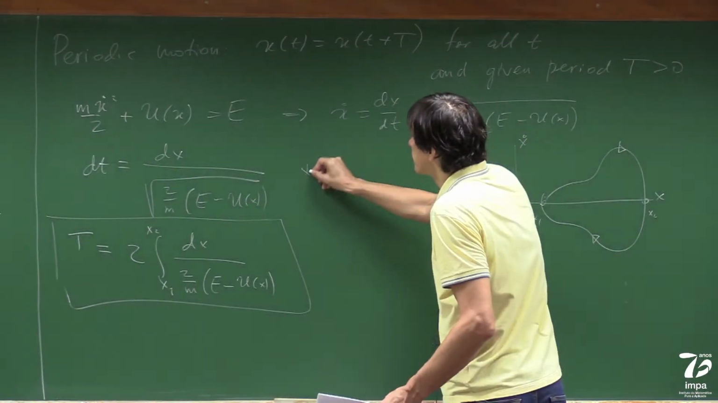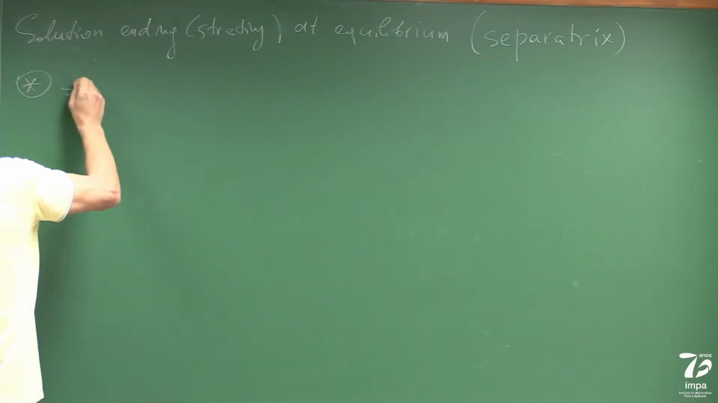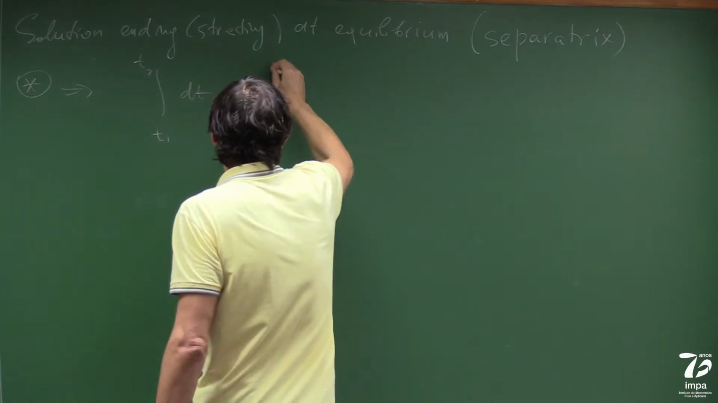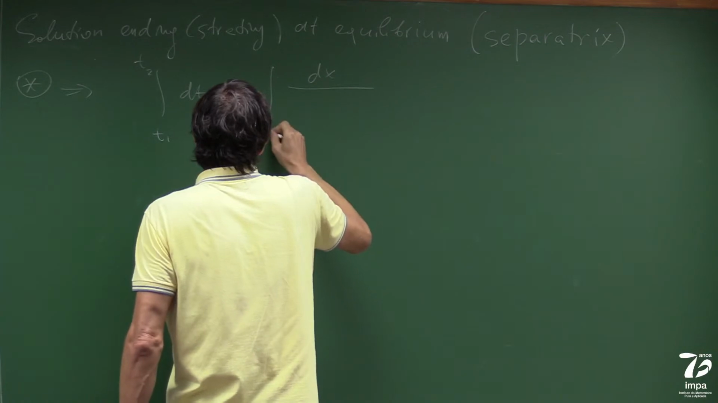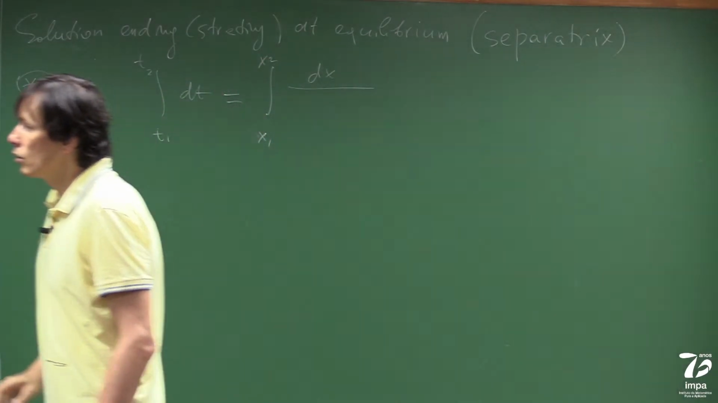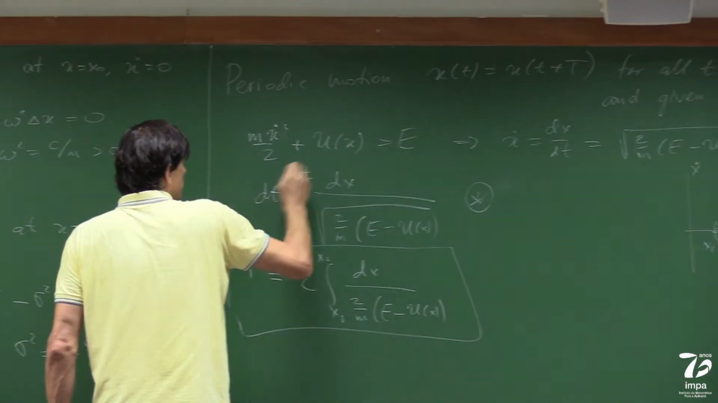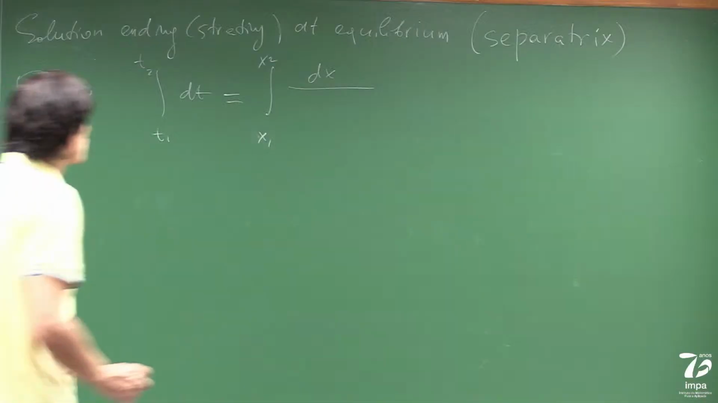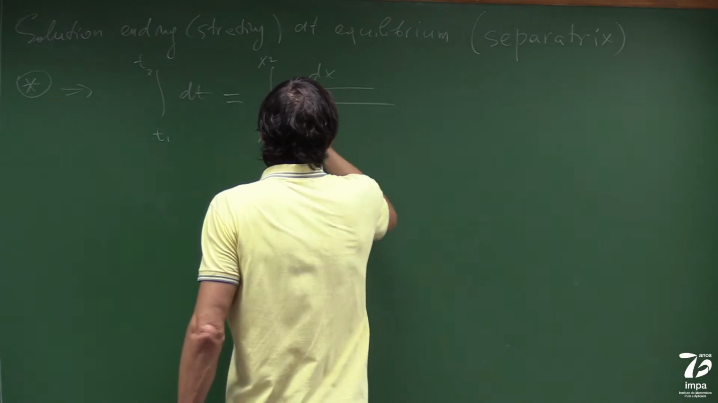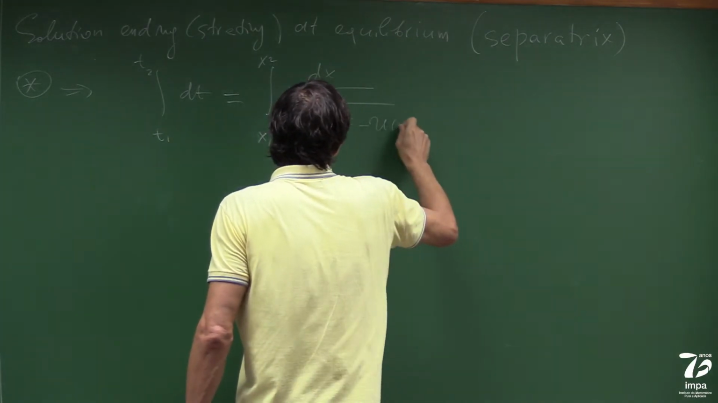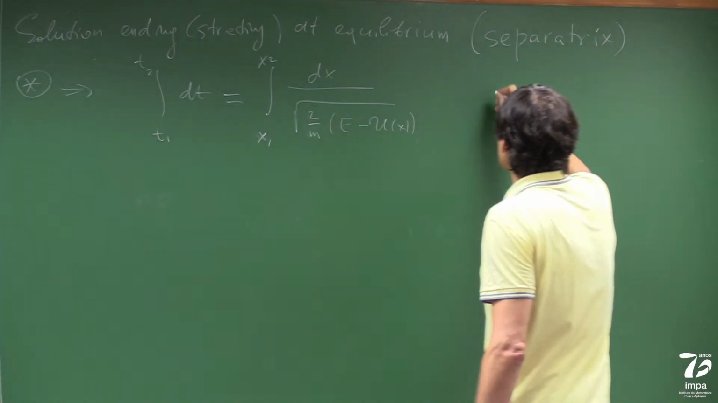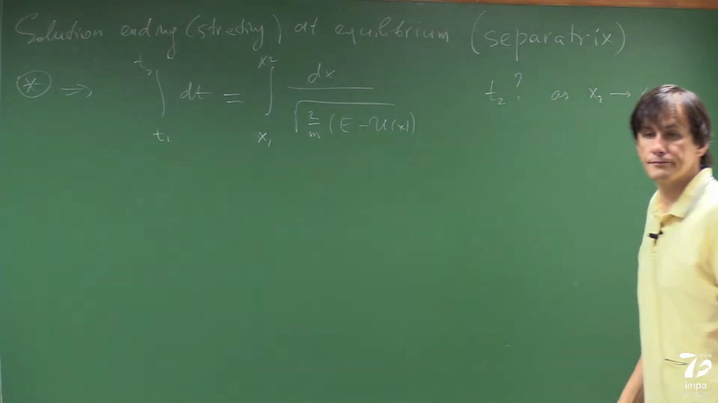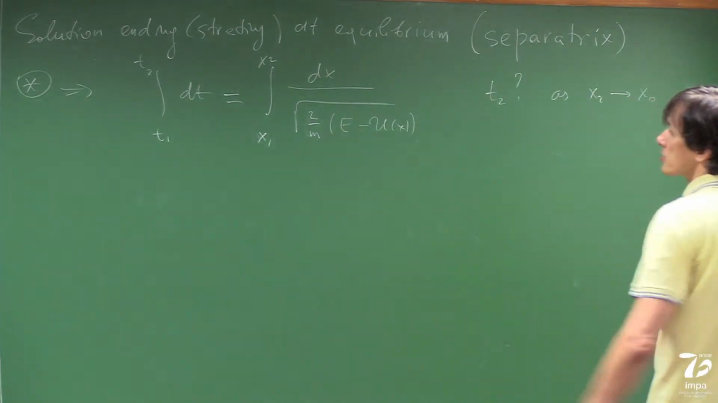So we take this formula. We integrate dt from t1 to t2. And on the left, we integrate from x1 to x2. Oh, I forgot to write that this is plus minus, actually. But since we are going from the upper side, it's plus. So what we want to see is what t2 is as x2 goes to the equilibrium. So what happens if x2 goes to equilibrium? How much time does it take to come to the equilibrium?